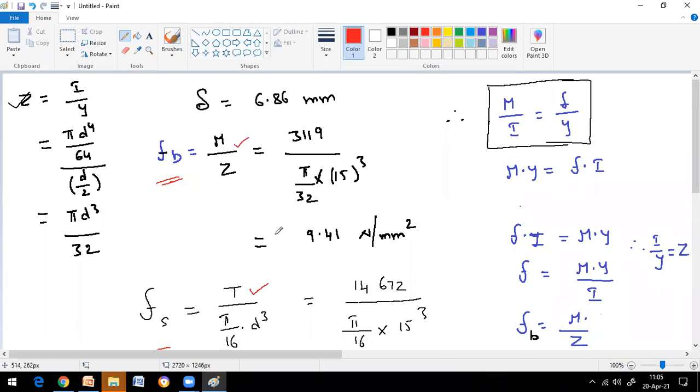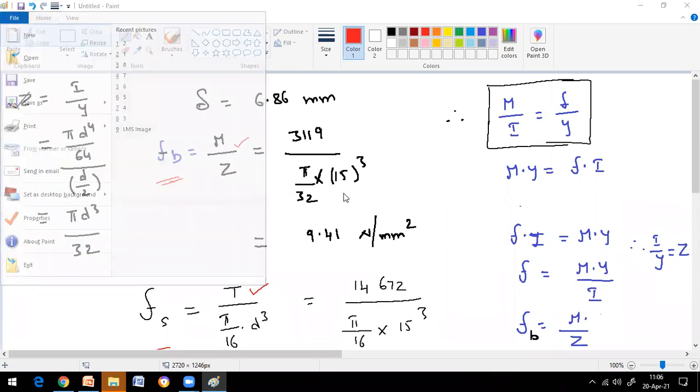Okay, right. By considering these two, here we are going to calculate the final deflection. In the problem they ask you to calculate the deflection. Deflection is already calculated, which is 6.86 mm. Now let us see what is the angle of rotation about the axis. Let me take a new page.